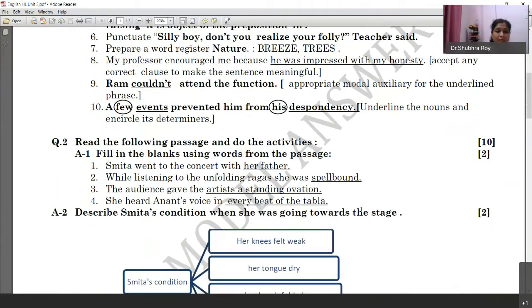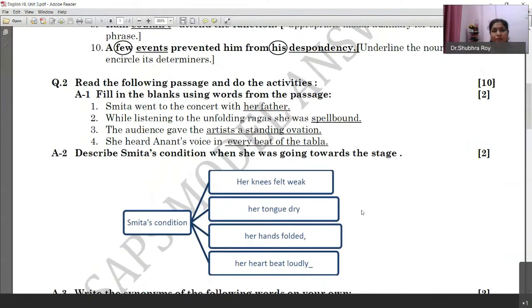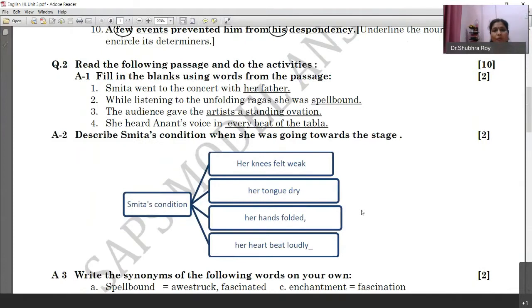So the answers are here in your activity sheet. Activity 1, fill in the blanks using words from the passage. Smita went to the concert with her father. That is the answer. While listening to the unfolding ragas, she was spellbound. The audience gave the artists a standing ovation, and she heard Anand's voice in every beat of the tabla. All these answers are from the passage.